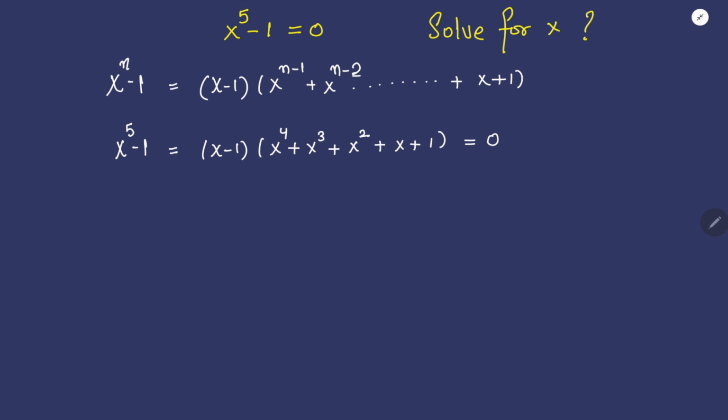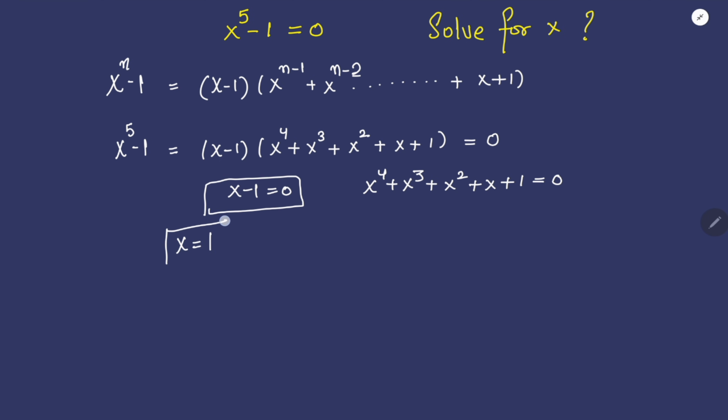We are given, right? This is an equation. So when we solve this equation, we will get x minus 1 is equal to 0, or x raised to power 4 plus x cube plus x square plus x plus 1 is equal to 0. We will get one root from this equation: x is equal to 1. So one root is this, x equal to 1.